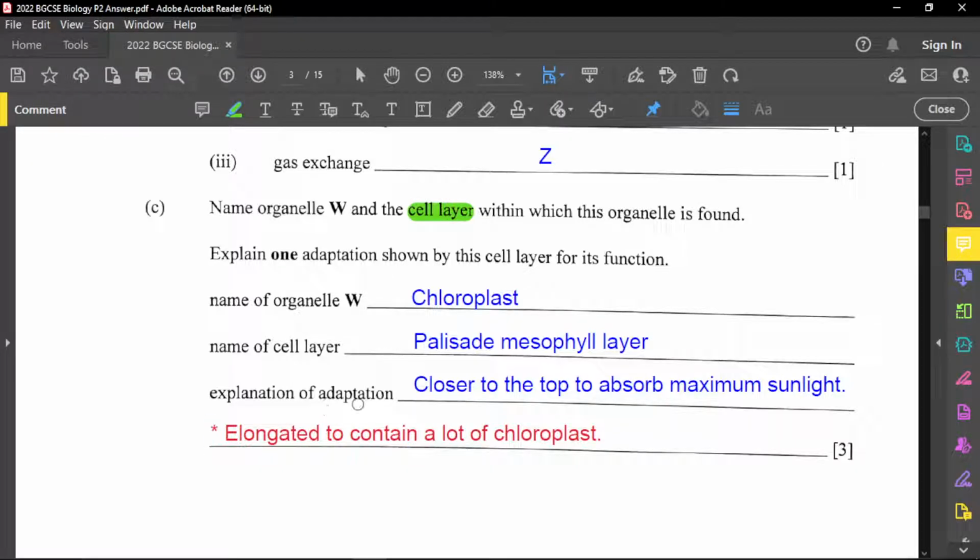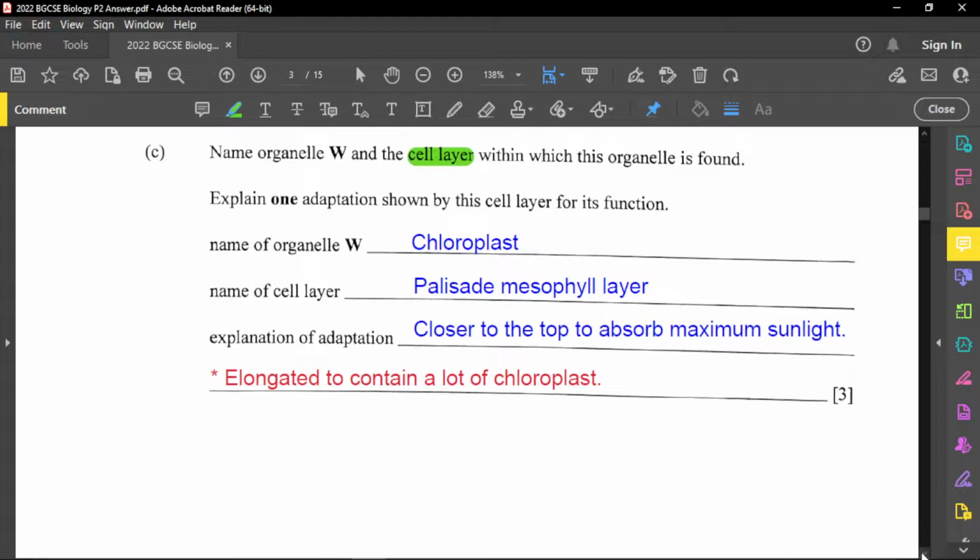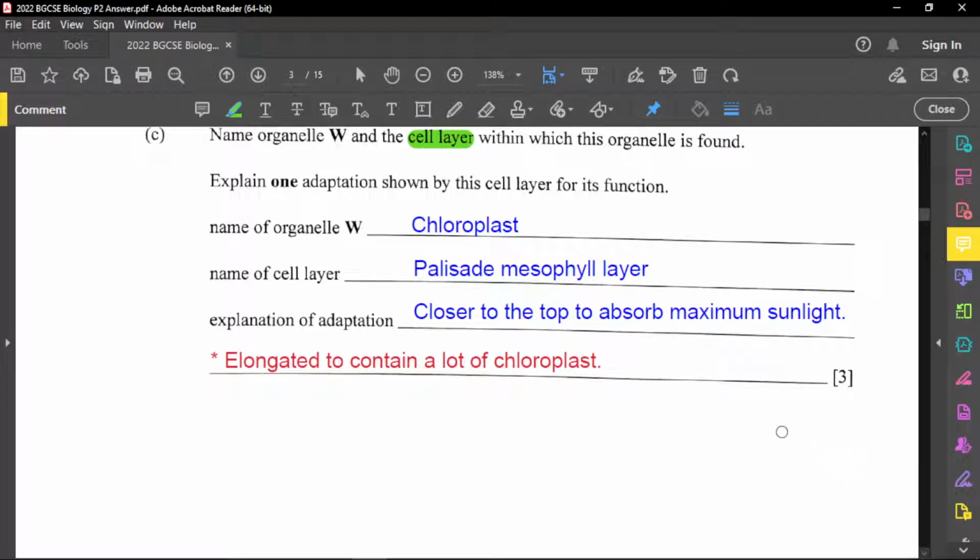And it's the explanation of adaptation. And so they're closer to the top to absorb maximum sunlight. So they need to be on top there so they can absorb maximum sunlight. All right. And also the chloroplasts contain chlorophyll. You can add that piece in, I missed that piece out. So they contain chlorophyll and they're closer to the top to absorb maximum sunlight. All right. And also, again, elongated and contain a lot of chloroplasts. That's another adaptation for those cells, which are the palisade cells.